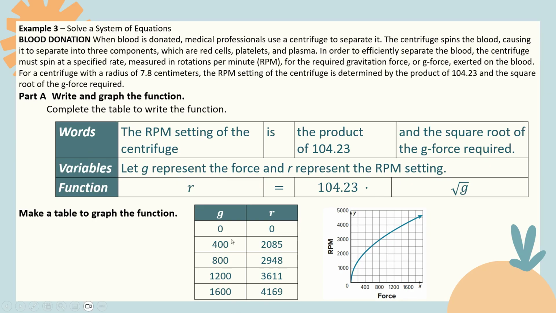All right, so we've translated that here in this table. R equals 1.0423 times the square root of g. We could type that into our graphing calculator, generate a table, and also a graph.